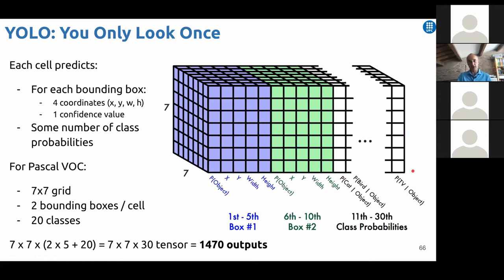So in the end, this YOLO model is predicting 7 times 7, that's the number of cells, times 2 times 5, these are the bounding box coordinates and the probability of being an object, plus 20 classes. So that's the size of the output tensor, and that's the actual number of outputs that the model predicts. The nice thing is that in one single pass, you get everything. And if you have all the information, you can later predict the output of the object detection.